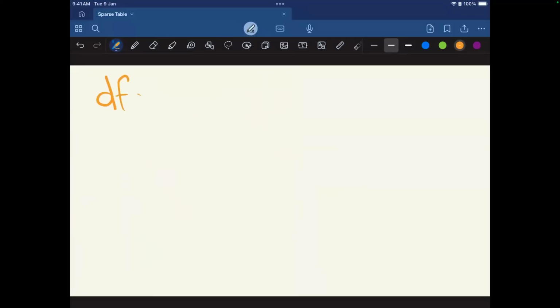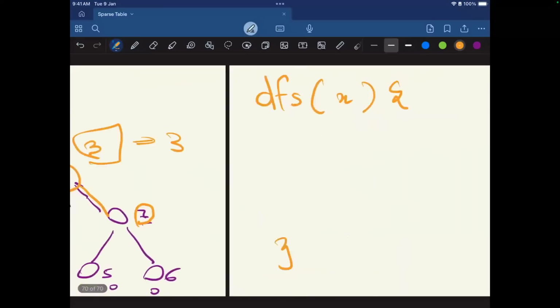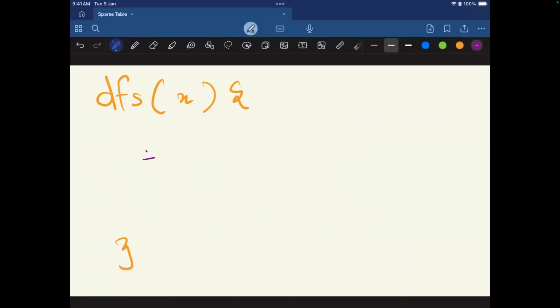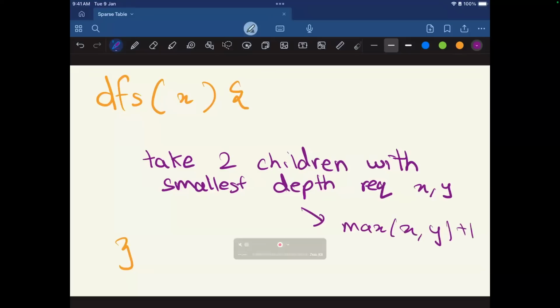We are going to do a DFS call for node X. After that, we are going to compute the depths of all the children. And after that, we are going to use our greedy merging technique. What is our greedy merging technique, guys? Take two children with smallest depths required. Let's say one is X and other is Y. You can just merge these two children into one with depth of maximum X, Y plus 1. That is all that you need to do.